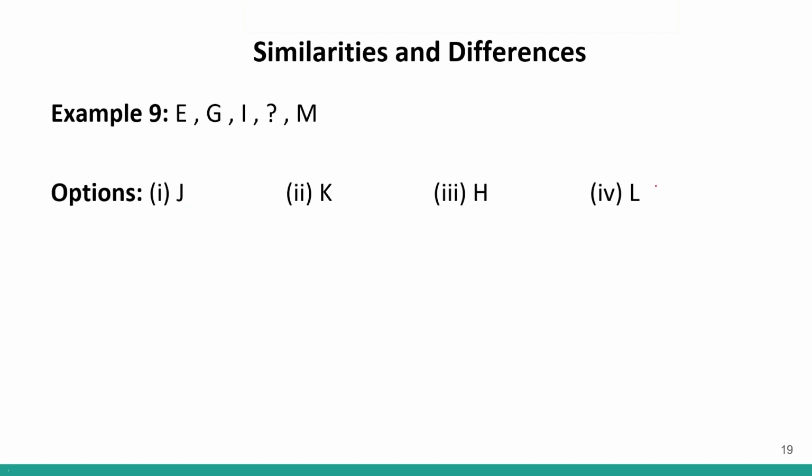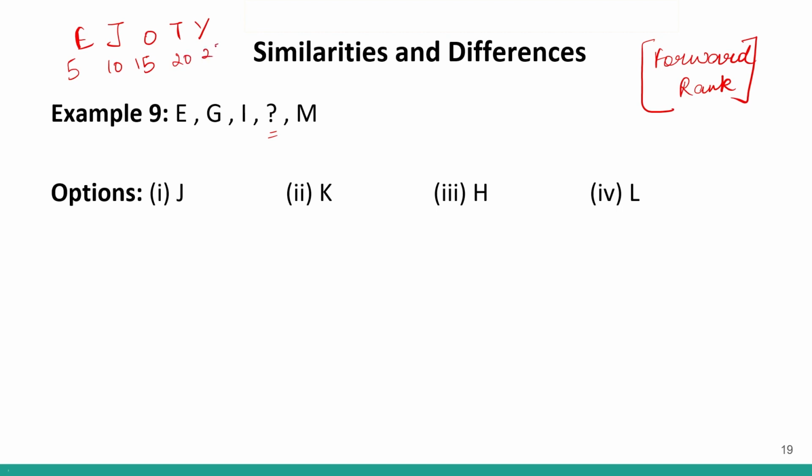Now, A, E, G, I, missing element, and then M. This is a concept of letter series, or alphabet series similarities. Here we use the concept of forward rank. Let me give them ranks. If you remember, I told you a shortcut called AJOTI that you can remember to remember forward ranks. So E is ranked at 5, similarly G is ranked at 7, I is ranked at 9, and M is ranked at 13.